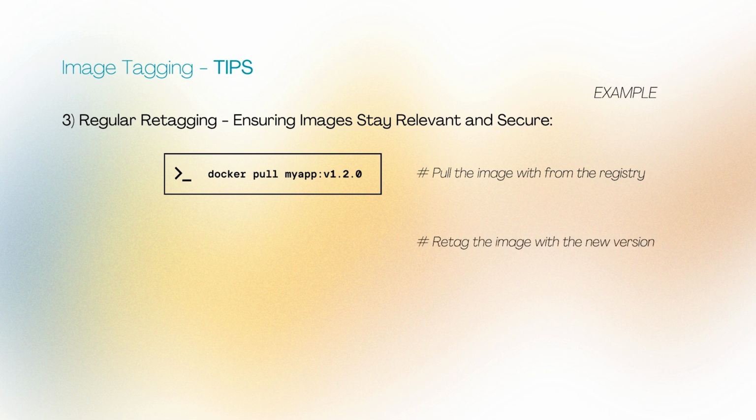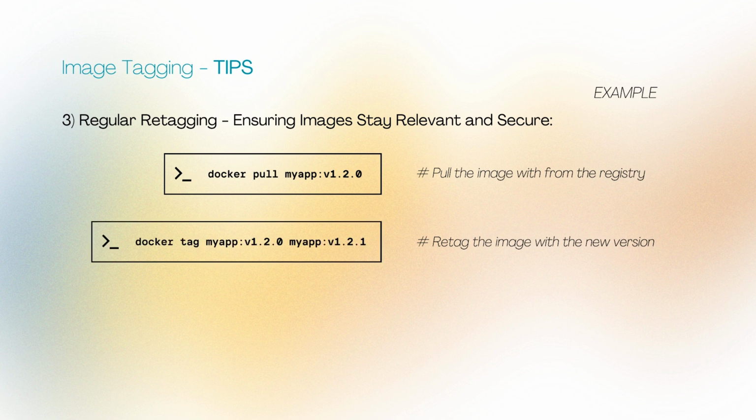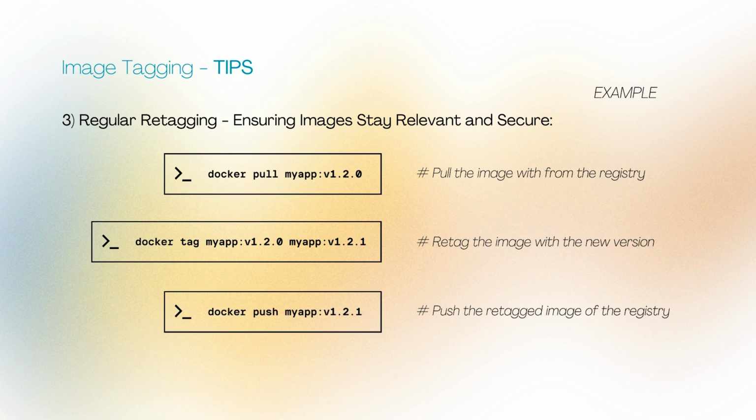We can then retag the image with a new version, and we'll run the command docker tag my app version 1.2.0, which is the existing one, the one we just pulled down from the registry. And then we'll specify my app with a new version tag, which will be in this case v1.2.1. Once we're done with that, we'll push the retagged image back to our registry. So the command for that will be docker push my app, and then we'll specify the new version, which will be v1.2.1.